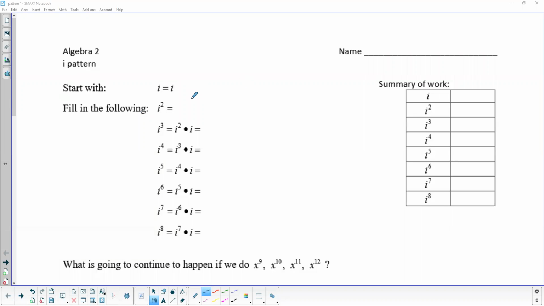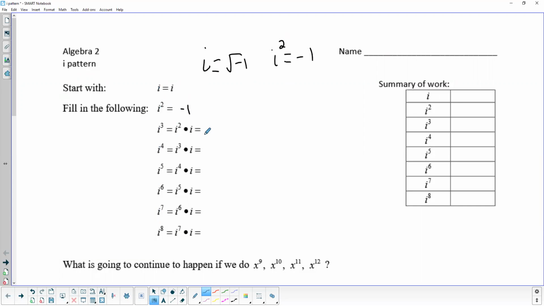We're going to be working with i again. If you remember, i is the square root of -1. We also talked a little bit about i squared. i squared is -1, and that was from first semester. So we're going to go all the way down to i to the 8th power today.